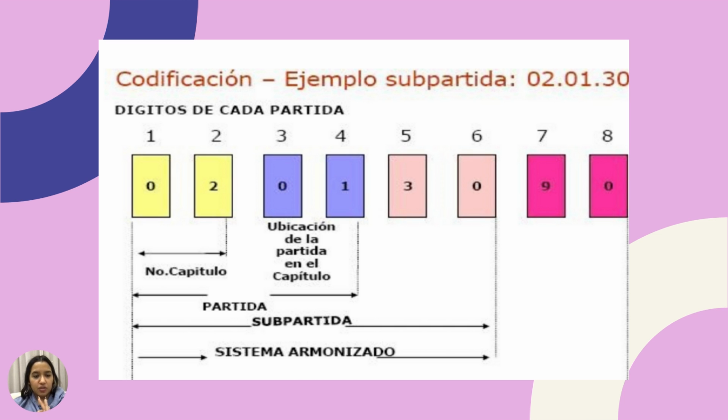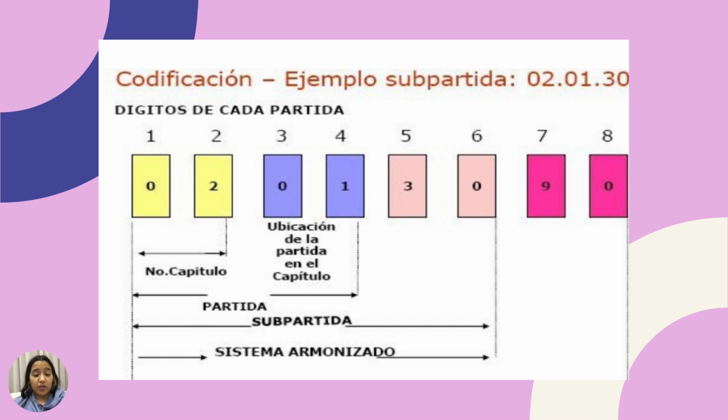Then it will be 2021. That's the heading, the yellow and the purple one. That means corals and similar materials. Now we get to the subheading. The subheading is going to be 02, 01, 30, the ones in yellow, purple, and kind of pink. That will give you more specific information about corals and similar materials and other things more specific to the product.